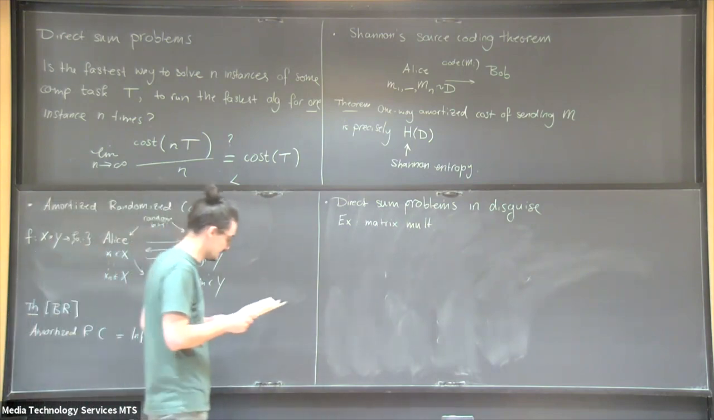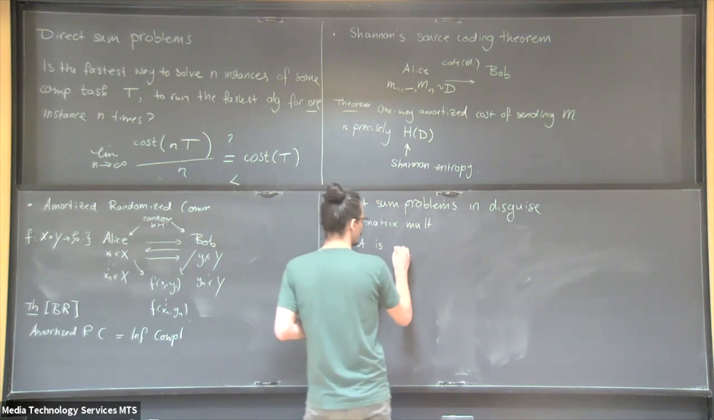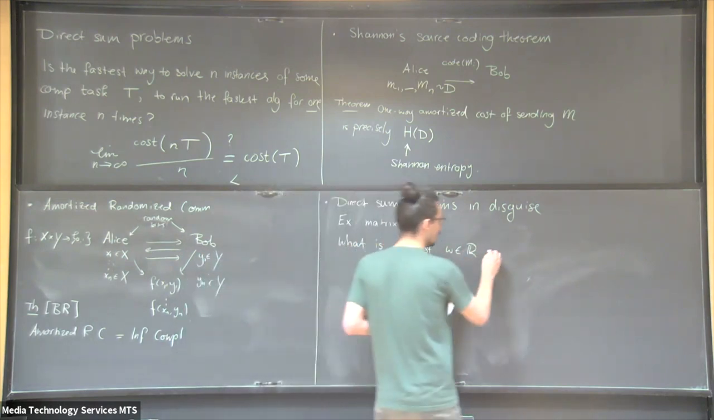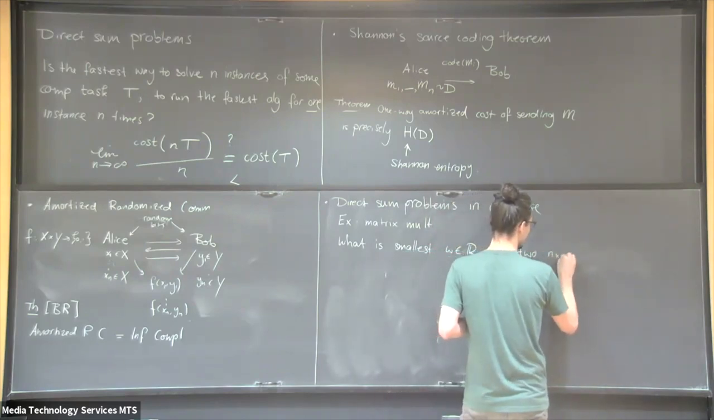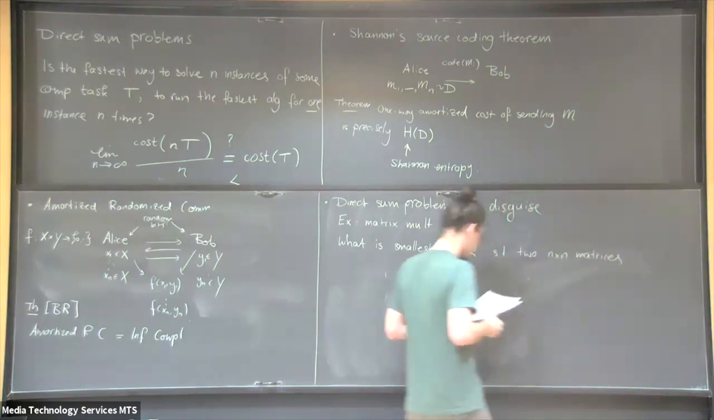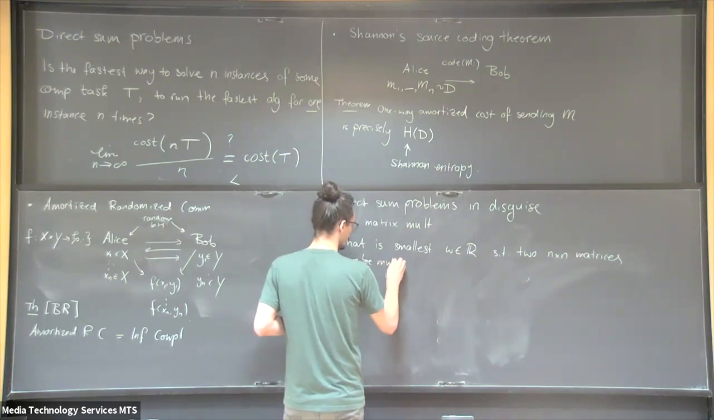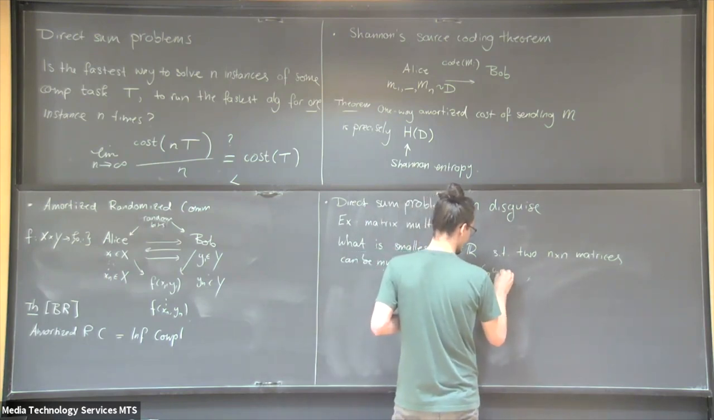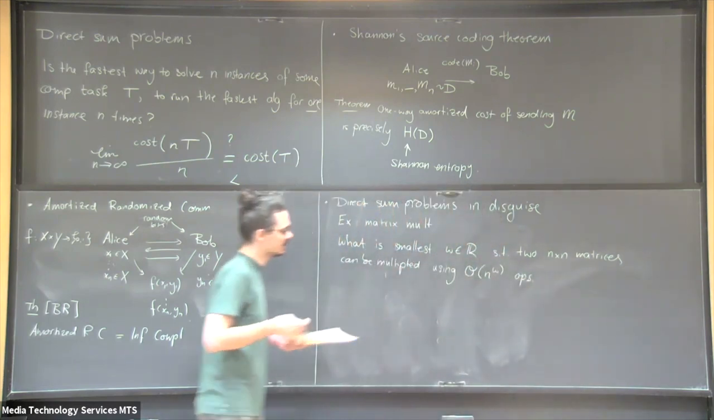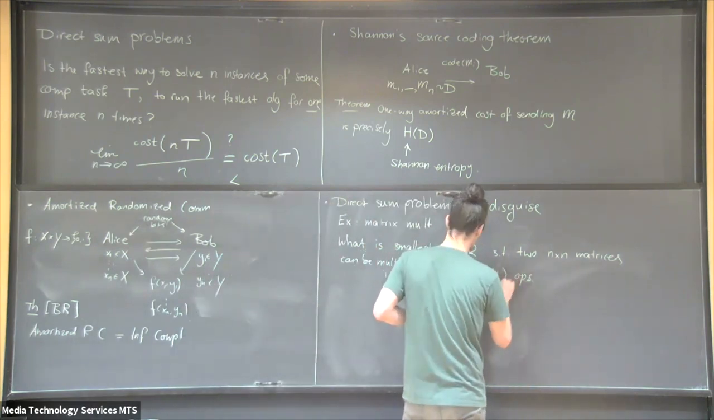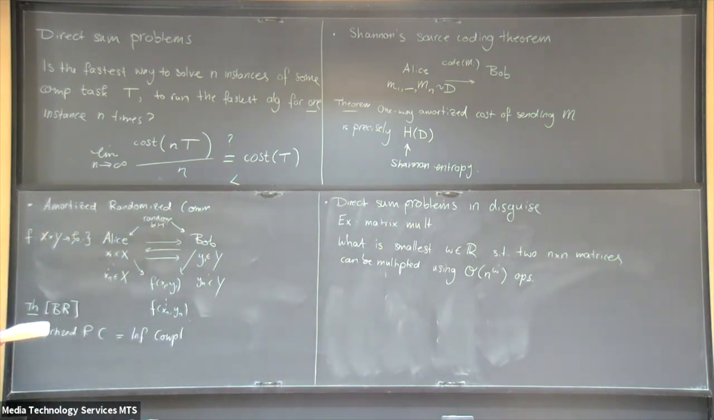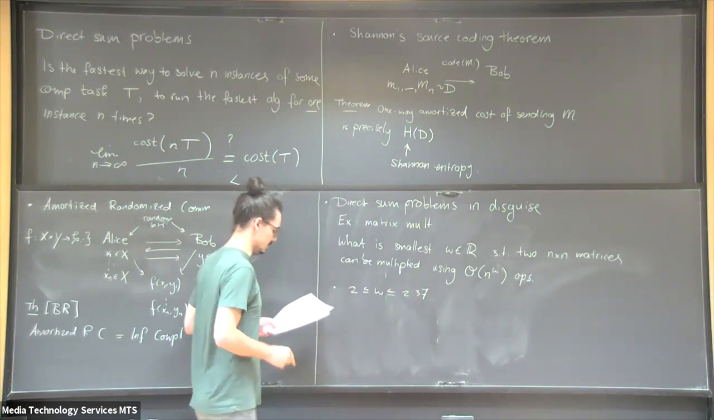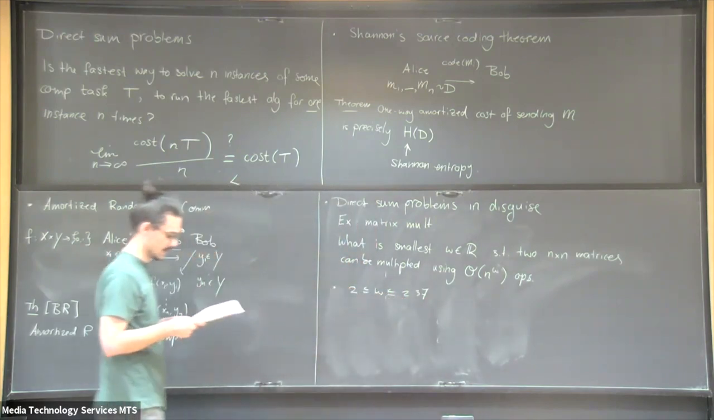Right, the matrix multiplication problem asks, what is the smallest number omega such that two n by n matrices can be multiplied using big O of n to the power omega operations. The operations mean arithmetic operations, so plus and times. Smallest really means infimum, it doesn't really matter. And it's known that this omega is between 2 and 2.37. And we've recently seen even an improvement on this 2.37 by Alman and Williams.